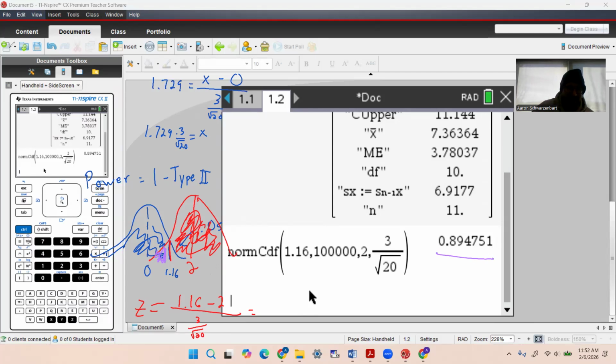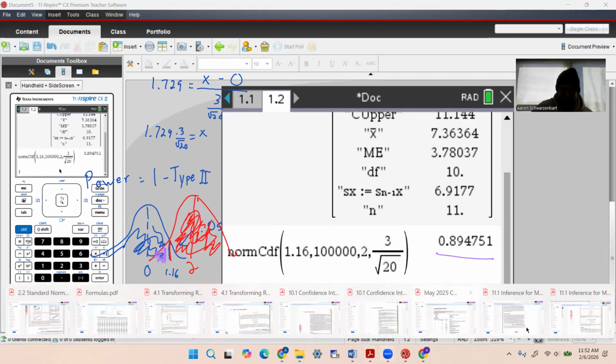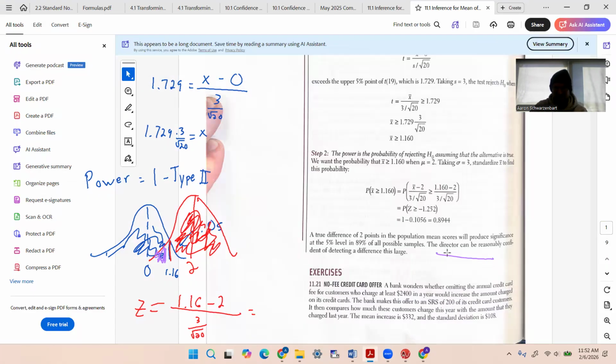Okay, my power being close to 90% means 90% of the time, if it's actually a difference of 2, my test will tell me that there was a difference. I think that's reasonably confident with a 5% level. So this would only happen by random chance 5% of the time, and 90% of the time I'm going to get results that will tell me if the difference is 2 or more. That's a pretty good test. This is probably plenty accurate. I think the director can go forward. That is the end of section 11.1.